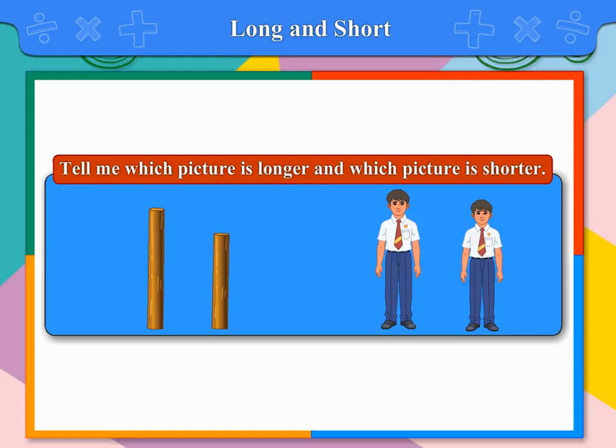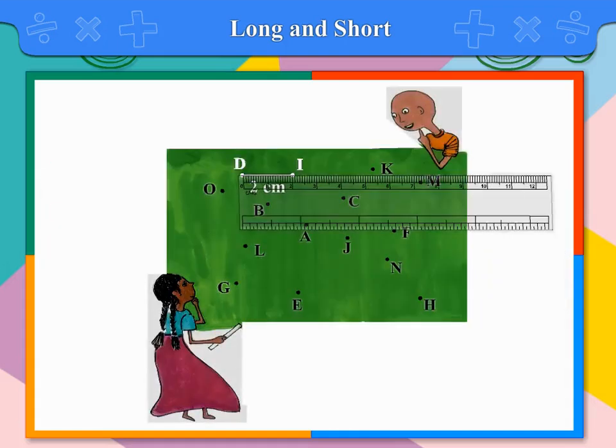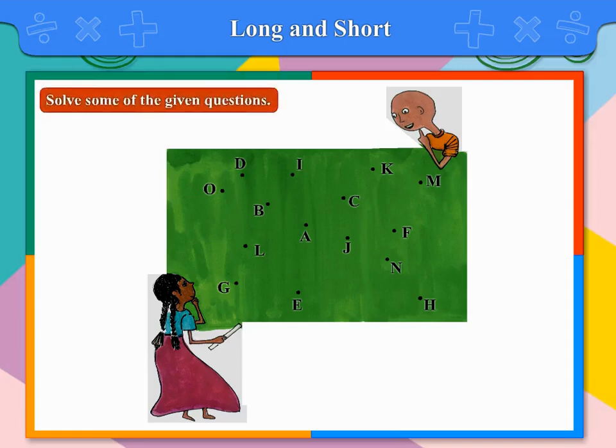No, really. Without measuring, it is impossible to say how long or short a thing is. So, we will use a scale bar to measure. There are many dots in the given picture. The distance between any two dots can be found by measuring the scale bar. From this, we can find out which two dots are farthest from each other and which two dots are nearest to each other. Let us measure the distance between the dots given here and solve some of the given questions.